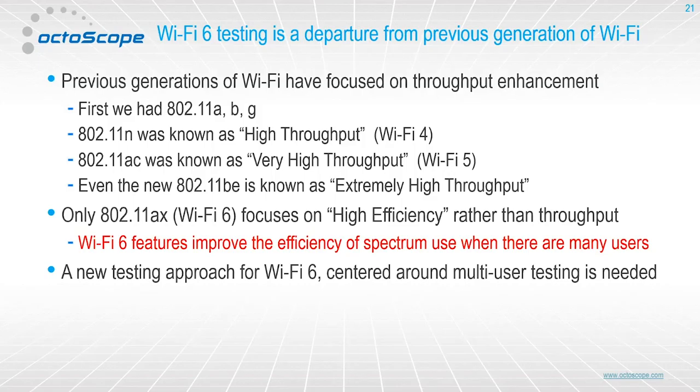Right up until Wi-Fi 6, Wi-Fi itself was always focused on throughput. And I'm not the only one who says that, right? That's what the 11 standards call themselves. So there was high throughput, then very high throughput, and even after this, they're going to extremely high throughput. So it's always all about throughput, right?